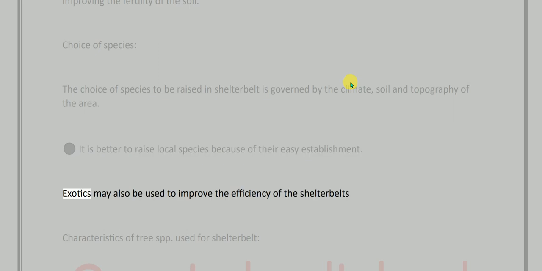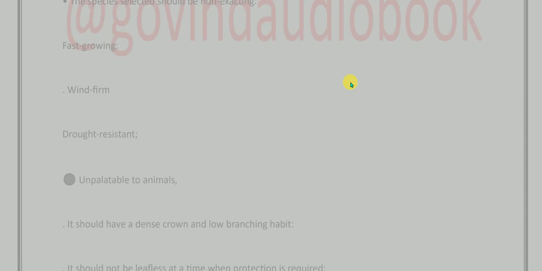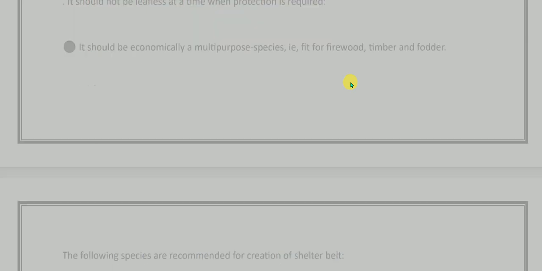Exotics may also be used to improve the efficiency of the shelter belt. Characteristics of tree species used for shelter belts: the species selected should be non-exacting, fast-growing, wind-firm, drought-resistant, and unpalatable to animals. It should have a dense crown and low branching habit. It should not be leafless at a time when protection is required. It should be economically a multipurpose species, i.e., fit for firewood, timber and fodder.